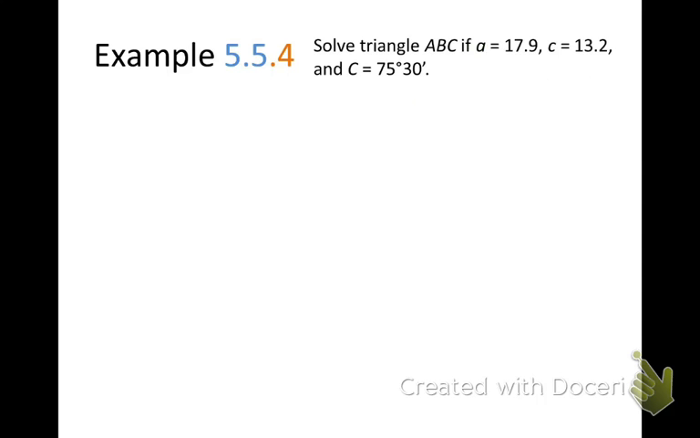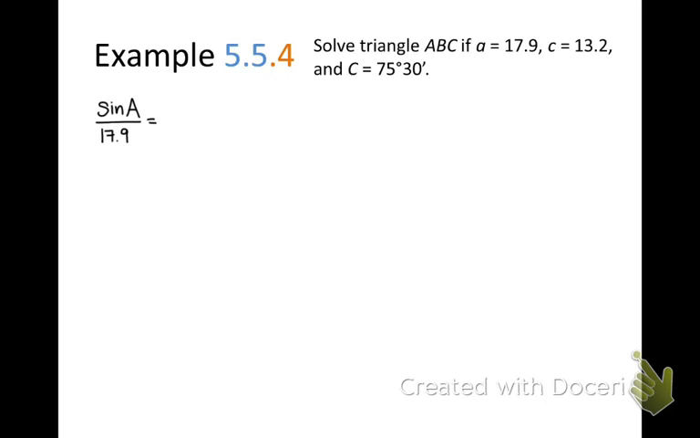The law of sines. Remember that formula from last week: a side over the sine of its opposite angle equals another side over the sine of its opposite angle. So if I wanted to find capital A, I would do the sine of capital A over little a, which is 17.9, equals, and then I have both little c and big C, so I can actually write that value.